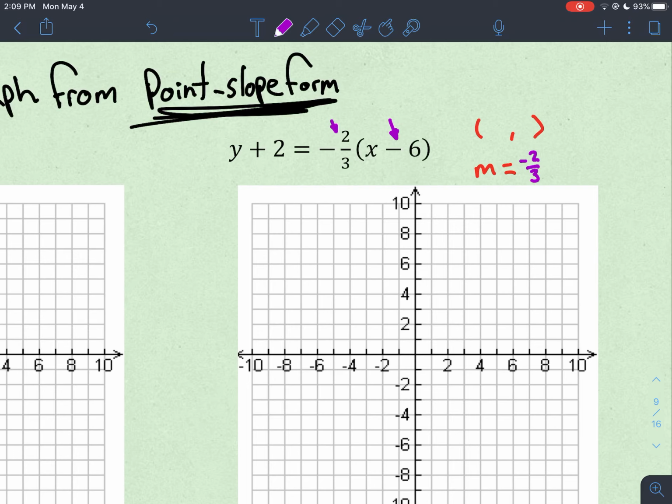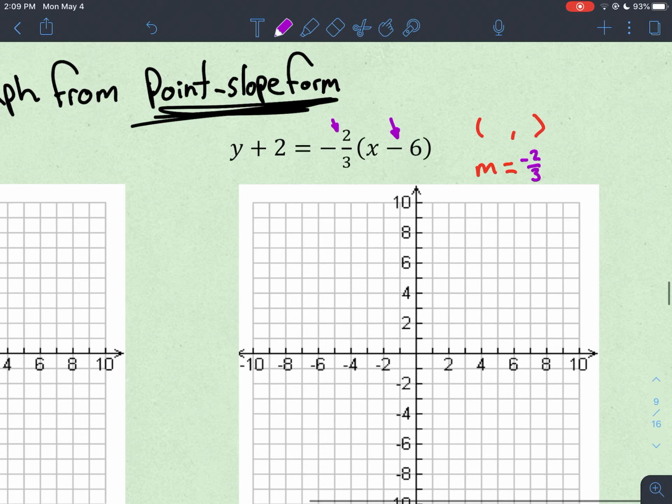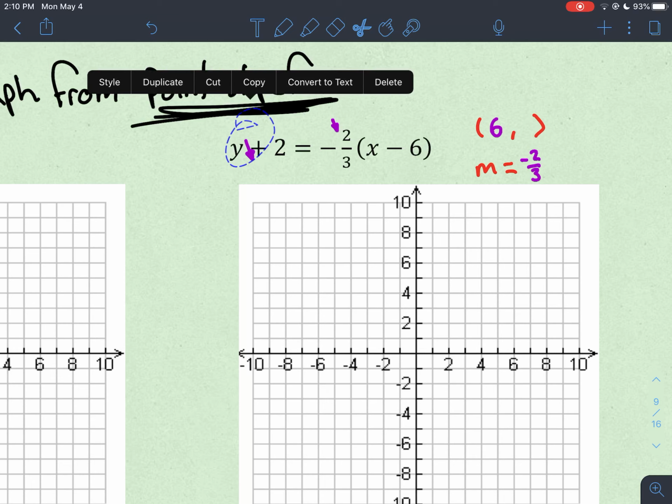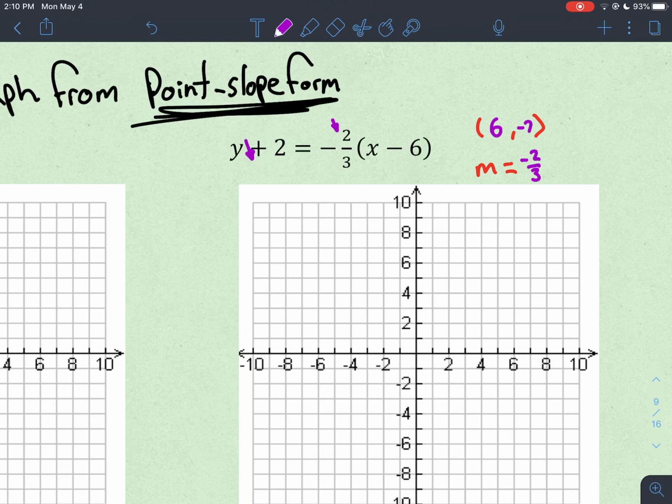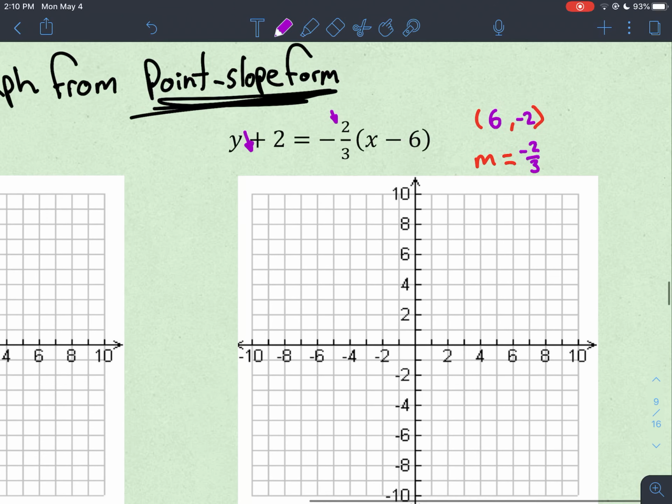My x-coordinate is going to come from the x portion of this. And if it's x minus 6, we know that that is a positive because it's opposite of what it looks like. X minus x1. So this is exactly what my number is. It's a 6. It's y minus y1. So this is opposite of what it looks like. This is going to be a negative 2. So we're going to use this to start. We're going to use that point 6, negative 2 to start. And then we're going to use our slope to navigate.